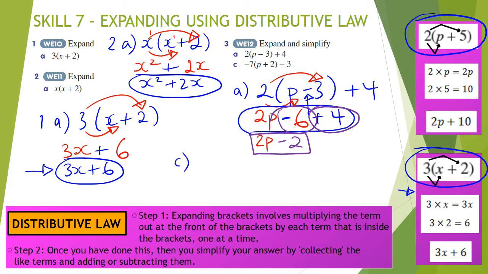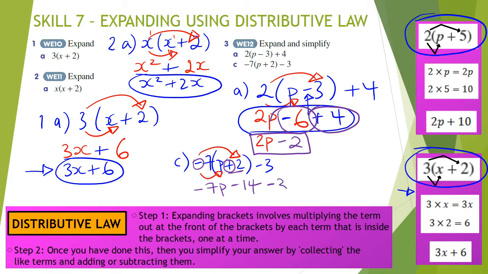In 3c, we've got negative 7 out the front of p plus 2, take away 3. Negative 7 times p and negative 7 times 2. Okay, we're going to have negative 7p when we multiply negative 7 and p. And then negative 7 times positive 2 is going to be negative 14, because a negative and a positive will multiply together to make a negative. So then we do 7 times 2 gives 14, and we know that it's negative 14.